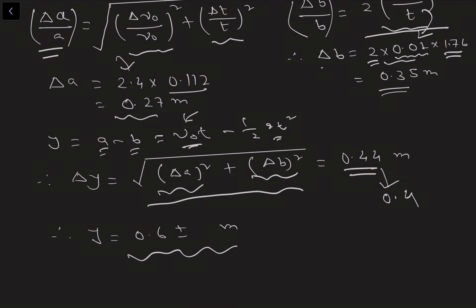So our calculated quantity we can write as 0.6 plus or minus 0.4 meter. So this is the end of this lecture. I hope this will help you to calculate the error in most of the laboratory experiments.